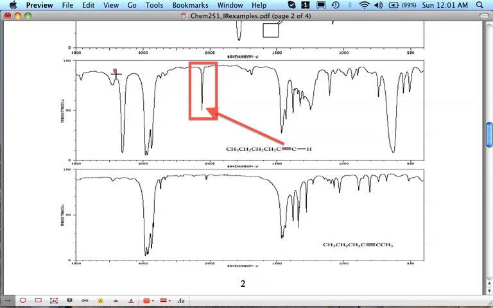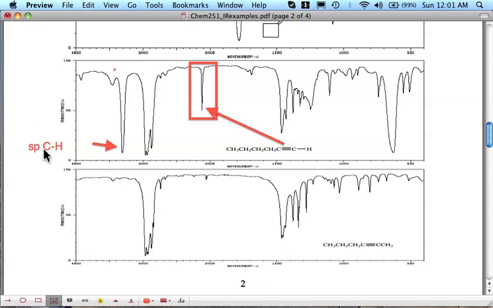Oops. I want my arrow key there. I'll do it this way. At about 3,300. So again, if you were going to label this for me for a quiz or something like that, I'd like you to put something like sp CH stretch.